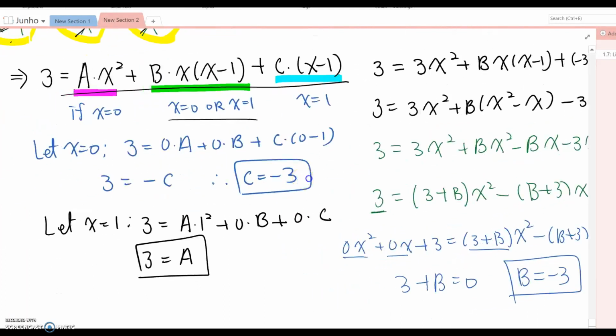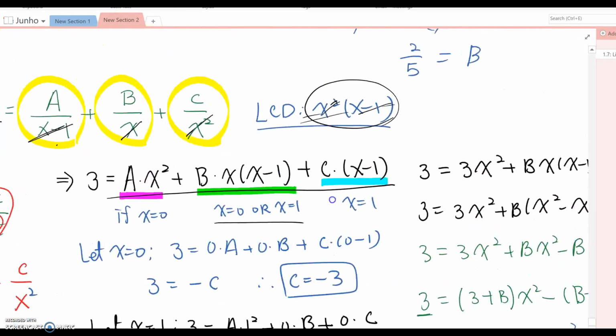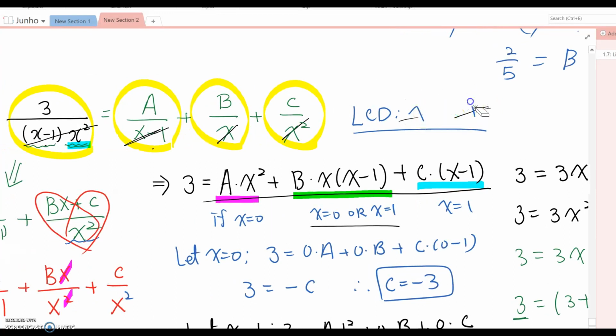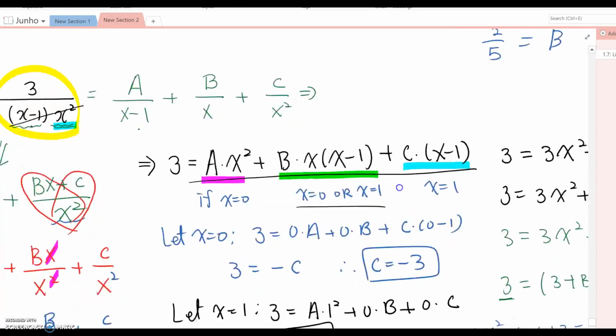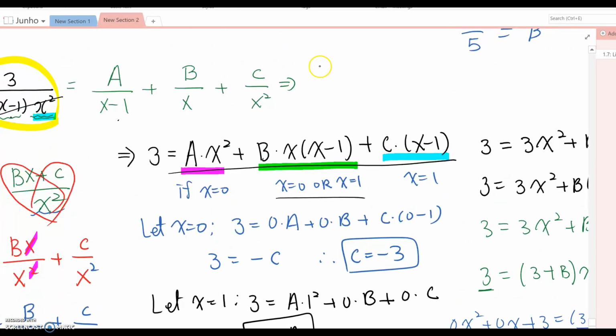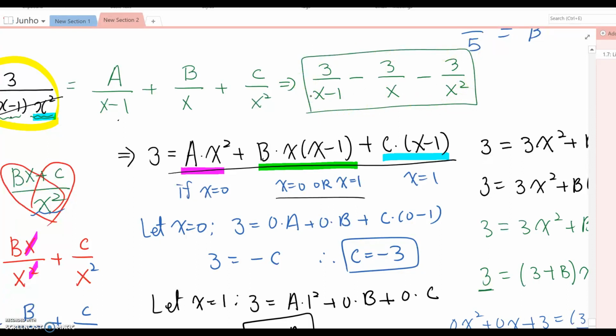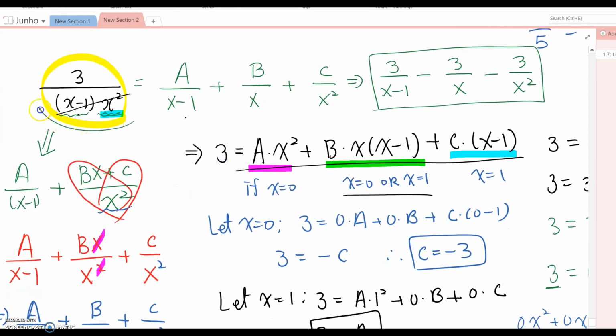Then now we can complete this fraction. So I'm going to just delete this part and then rewrite it. So a over x minus 1 plus b over x plus c over x squared. You can rewrite this: a was 3, so 3 over x minus 1 minus 3 over x minus 3 over x squared. That will be the partial fraction decomposition for this function.